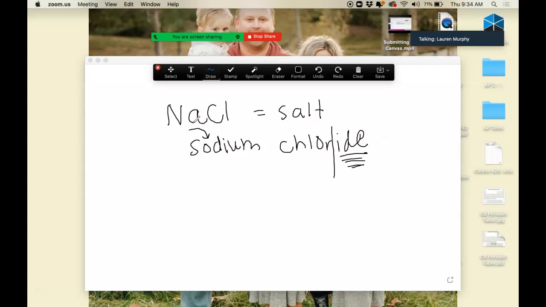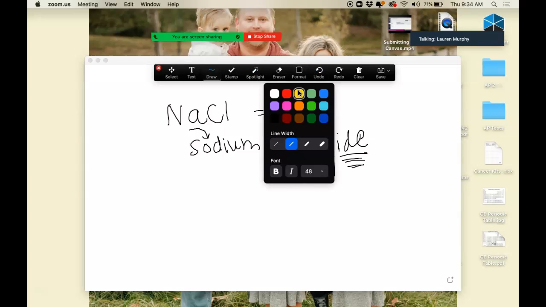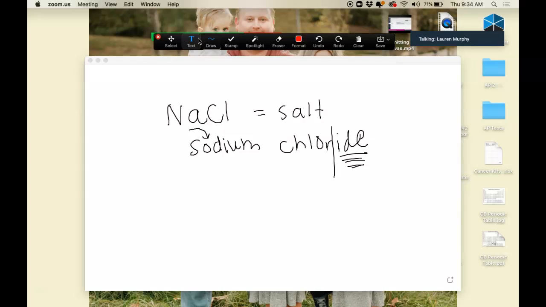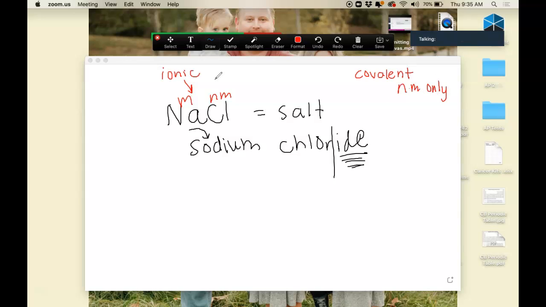Now, the difference is we don't call this sodium monochloride. How do I know? Well, it is going to be your responsibility to recognize the difference between ionic and covalent compounds. So how do I know this is ionic? Well, this is a metal, this is a nonmetal. Metal, nonmetal. Ionic. Covalent compounds are nonmetals only. So no prefixes.